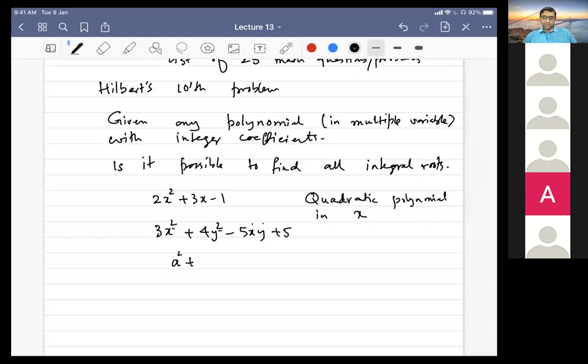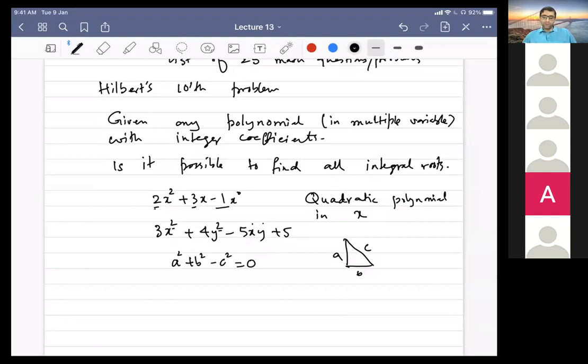For example, a squared plus b squared minus c squared is one such polynomial, which we all know from the Pythagorean theorem. If this is a right angle triangle with sides a, b, and c, then this has to be 0. So polynomials come in all shapes and degrees and numbers of variables. The question was, given any such polynomial with integer coefficients, these numbers are called coefficients: 2 is a coefficient, 3 is a coefficient, and -1 is a coefficient, because the power of x over here is 0. So given any polynomial with integer coefficients of any degree, we need to find out if integral roots exist.